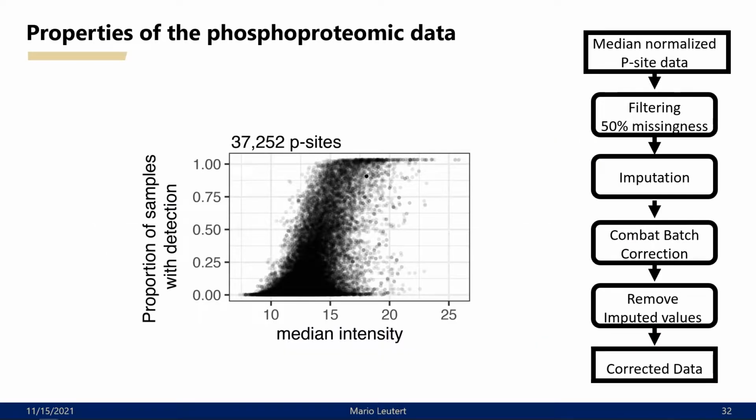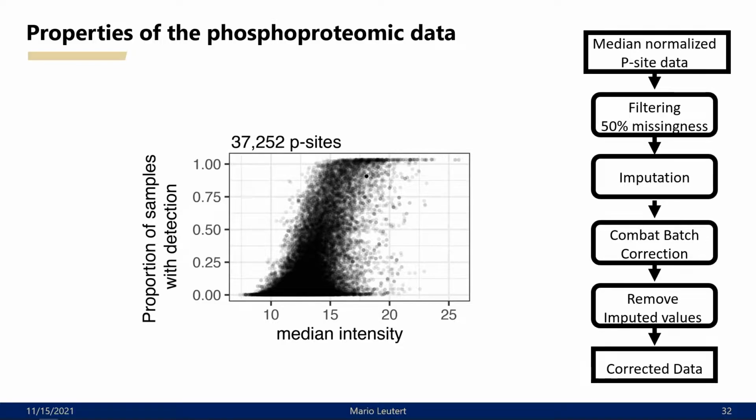And so this is the global structure of the phosphoproteomic data. Over the whole experiment, we measured something like 37,000 phosphorylation sites. Here we plot the median intensity of each phosphorylation site and the proportion of samples which have a detection for this site. Obviously, this is one of the biggest challenges in phosphoproteomics: you will have a lot of missing data because it's a peptide-level measurement.